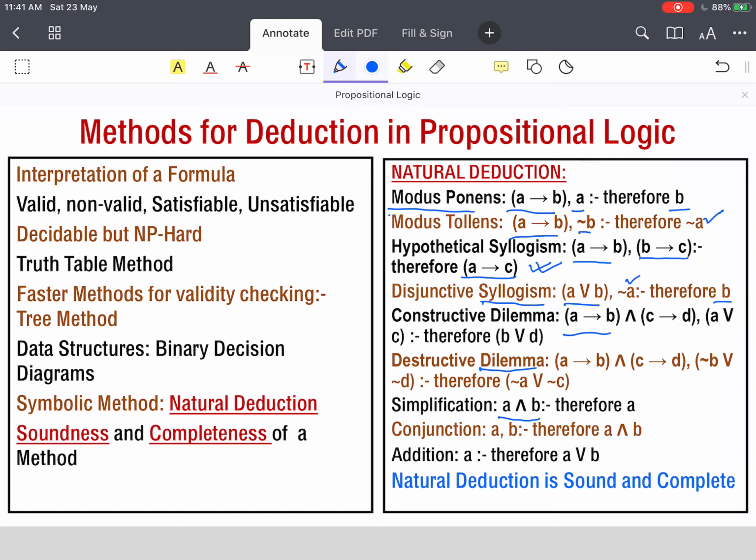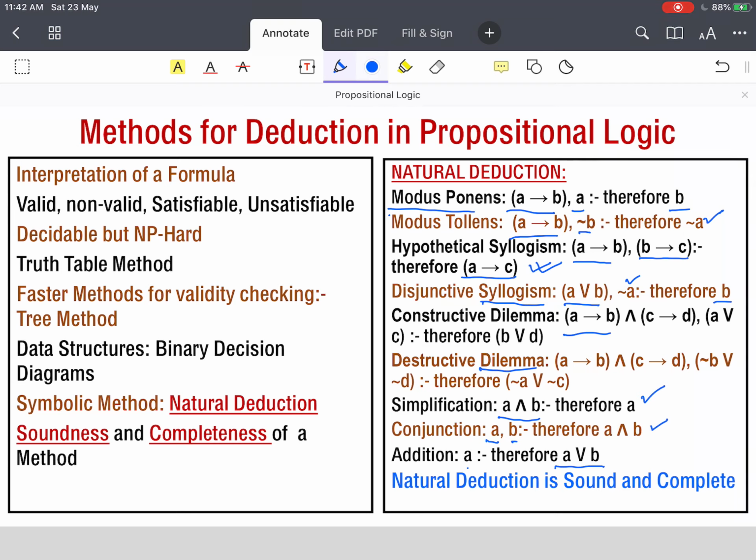Similarly, we have the constructive dilemma, the destructive dilemma, the simplification. If A and B are true, therefore A is true. And we have the conjunction, if A is true and B is true, then A and B is true. We have addition, if A is true, then A or B is also true. And using the steps of natural deduction, we can prove whether any formula is true or not. And we can convert any formula to any other formula if the same exists.